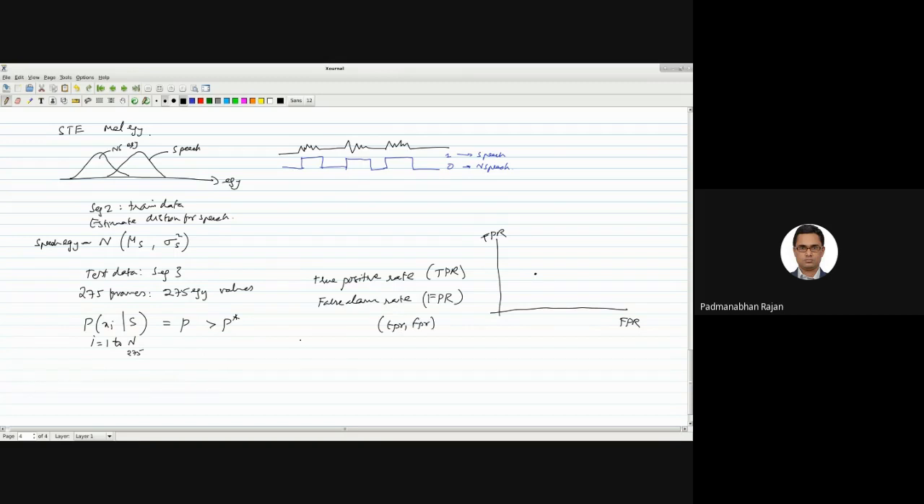Like this, you do for various thresholds: P1 star, P2 star, and so on. For each of them, you will get one point, and you will get some curve. You will probably get some curve like this. Each of these points consists of different thresholds.